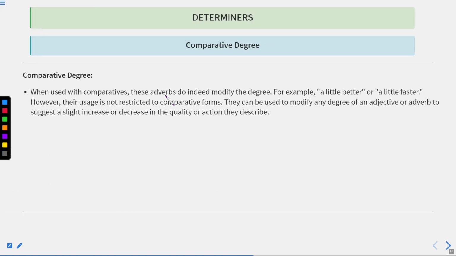Okay, now we'll discuss comparative degree. When used with comparatives, these adverbs do indeed modify the degree. For example, a little better, a little faster. However, this usage is not restricted to comparative forms. They can be used to modify any degree of adjective or adverb to suggest a slight increase or decrease in the quantity or action they describe.